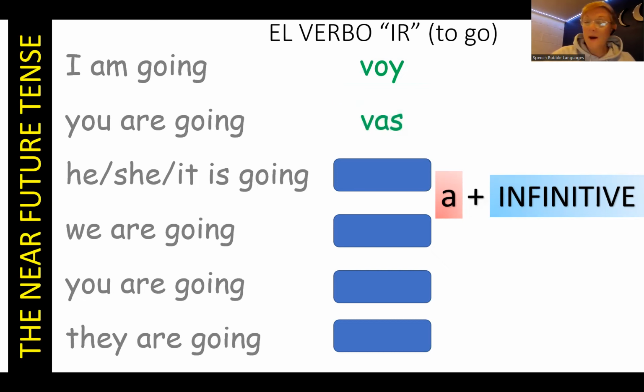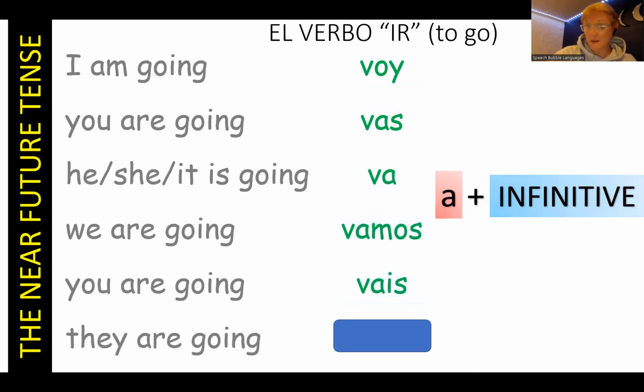Voy, vas, va, vamos, vais, van. I am going, voy, you, vas, he, she, it, va. We is vamos, you, plural is vais, and finally they is van. Voy, vas, va, vamos, vais, van. In conjugating the near future tense, you take the appropriate part of the verb ir, voy, vas, va, vamos, vais, or van.